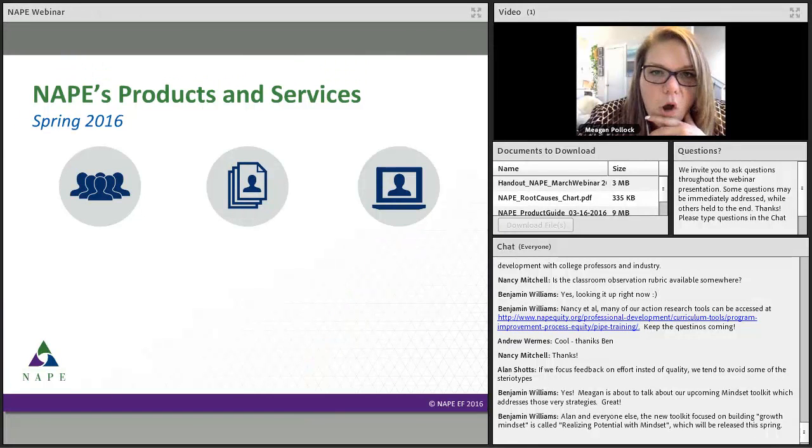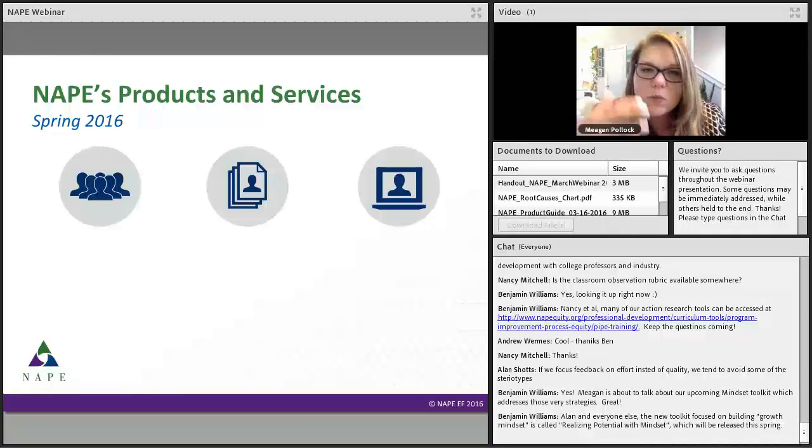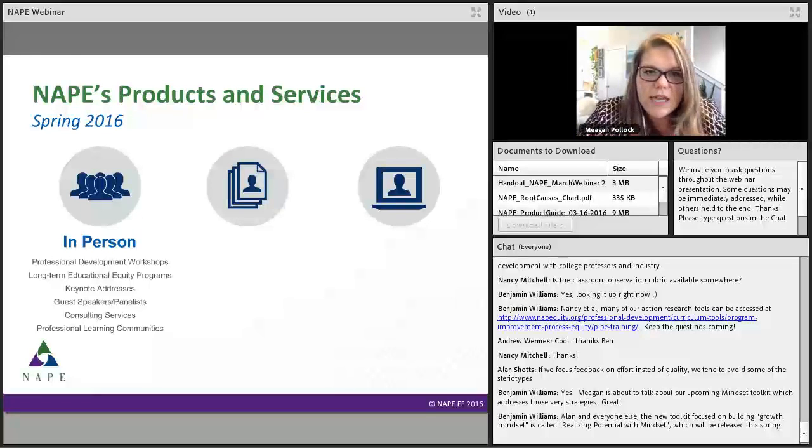I want to give an overview of the different ways that we apply the program improvement process for equity as well as the micromessaging framework. The first way that we are able to help schools, institutions, and educators across the country is in person. This is our passion. We want to work with educators. We want to engage with them to help them transform their own practice. We want to work with institutions to address institutional and systemic issues that are causing some of the inequities that are keeping students from performing, persisting, and completing those different programs.